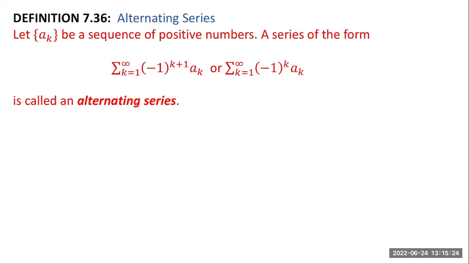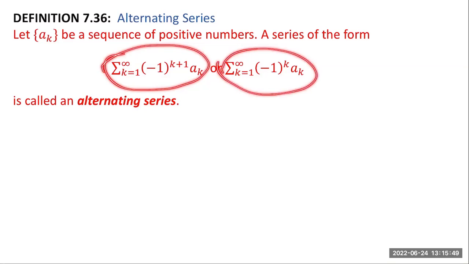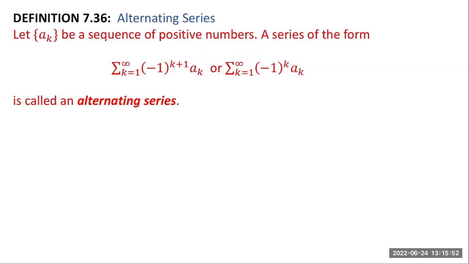All right, I want to start by defining an alternating series. Here is the definition. Let a_k be a sequence of positive numbers. A series of the form sigma k goes from 1 to infinity of (-1)^(k+1) times a_k, or sigma k goes from 1 to infinity of (-1)^k times a_k, is called an alternating series. If a series takes one of these two forms, then we say that it's an alternating series. And notice that these a_k's have to be positive terms.